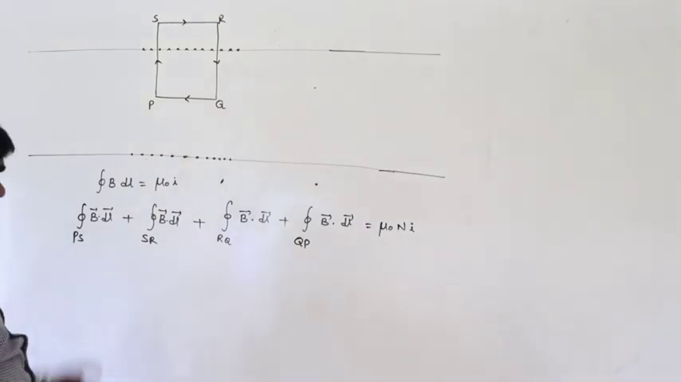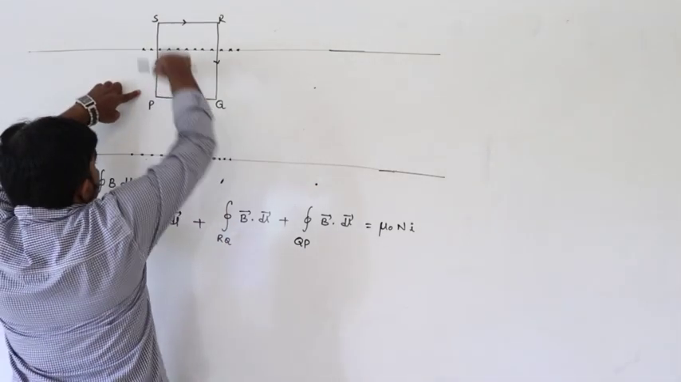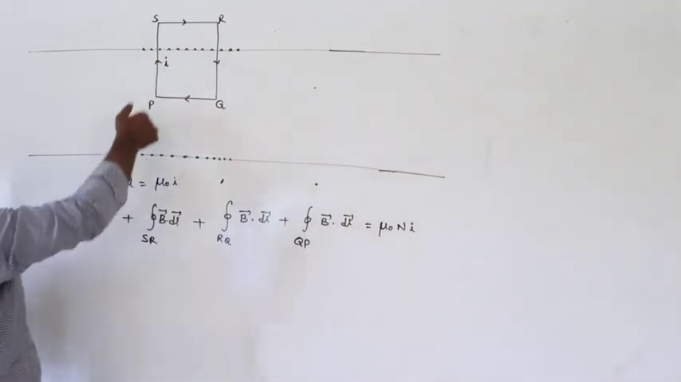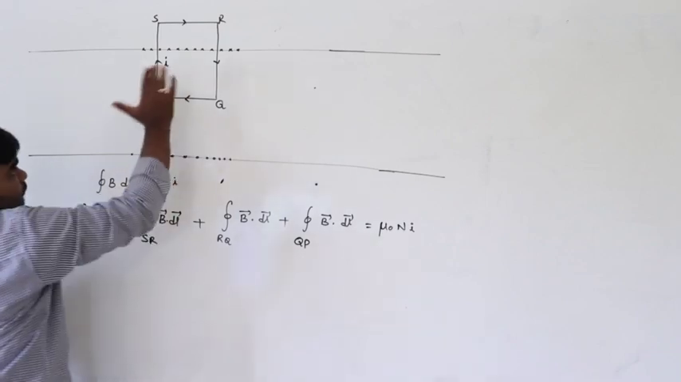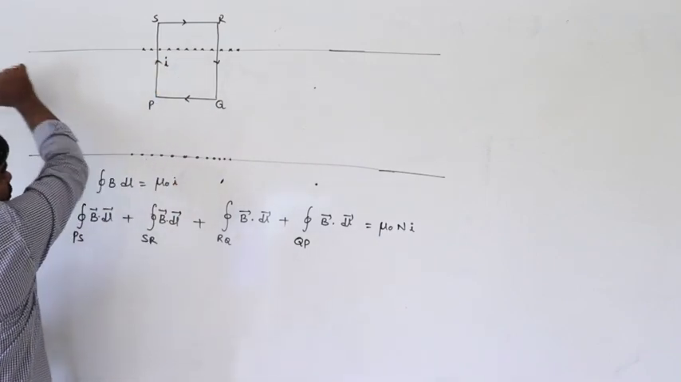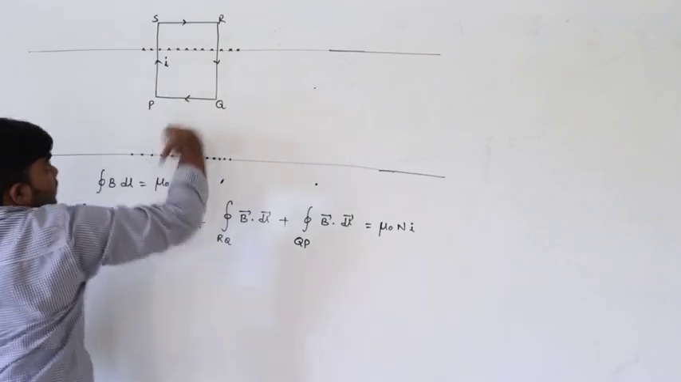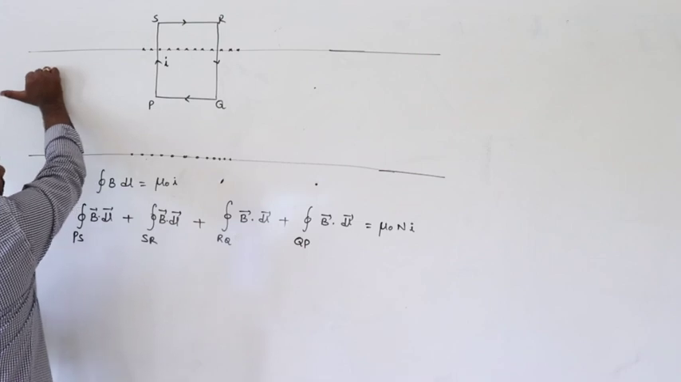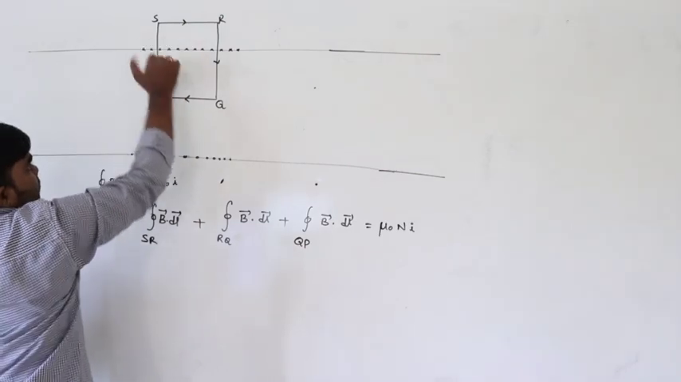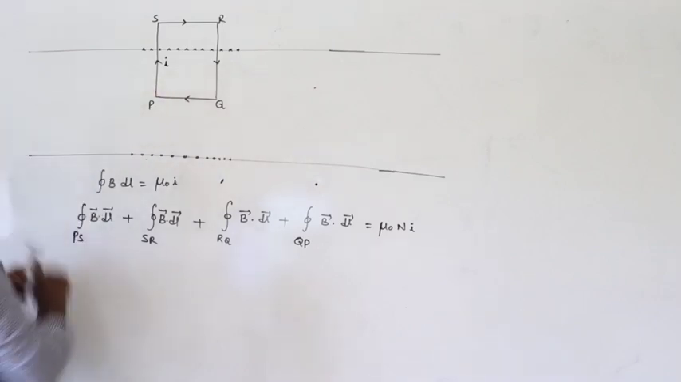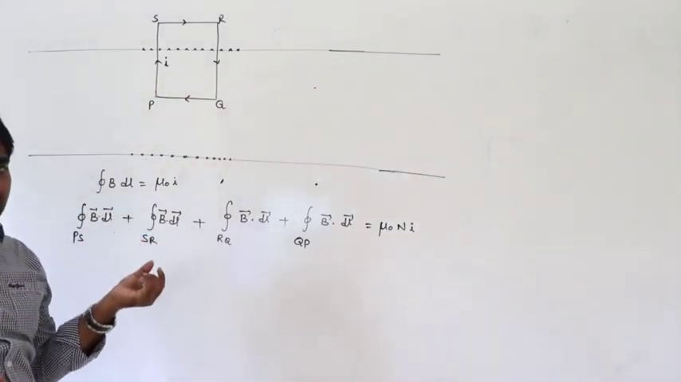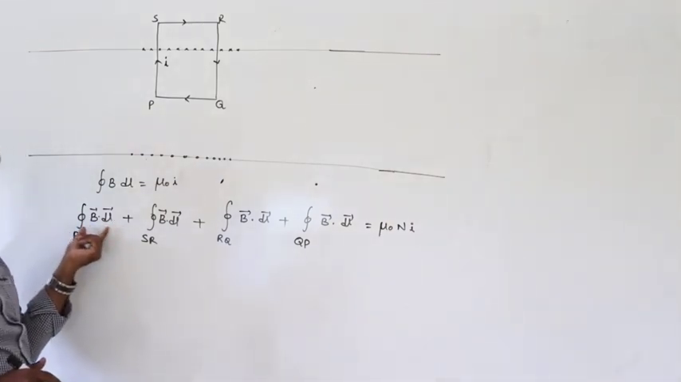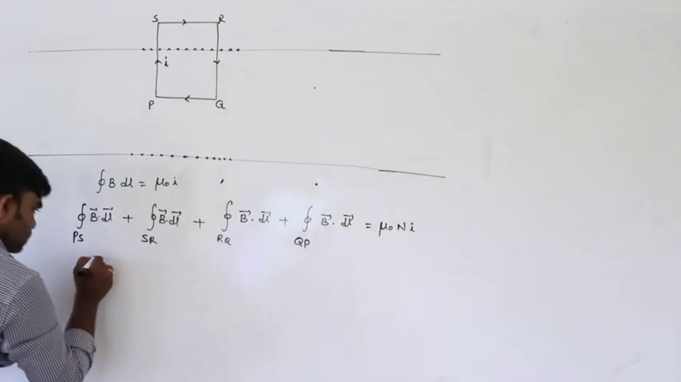To come to the point, consider integral of B dot dl along PS. The PS direction is this one, and this is the direction of the current, so upwards. But the magnetic field is horizontal, in this direction, as the thumb indicates for the current in the solenoid. The current is upwards but the magnetic field is horizontal, so the angle between them is 90 degrees. That's why this becomes 0.